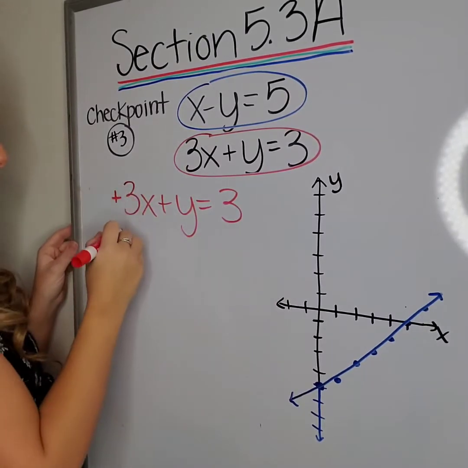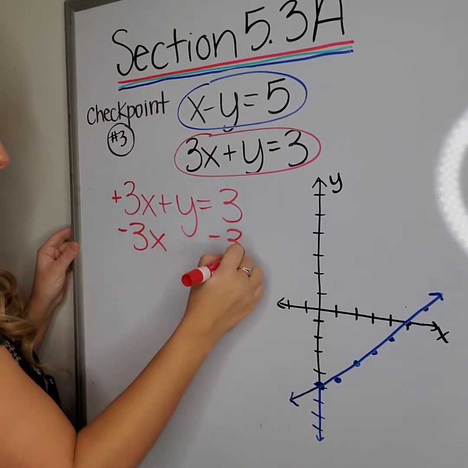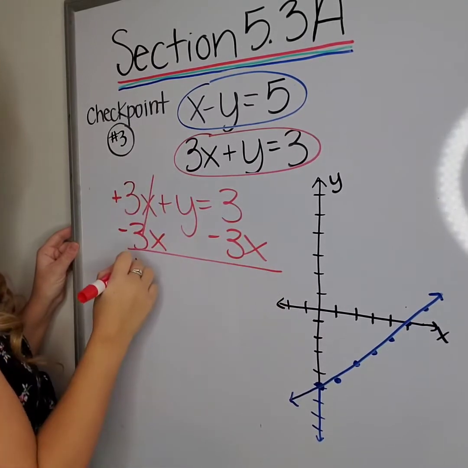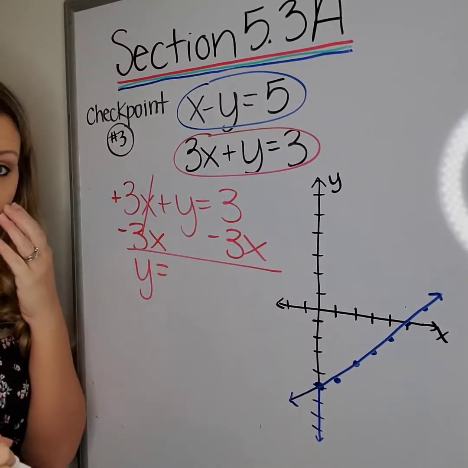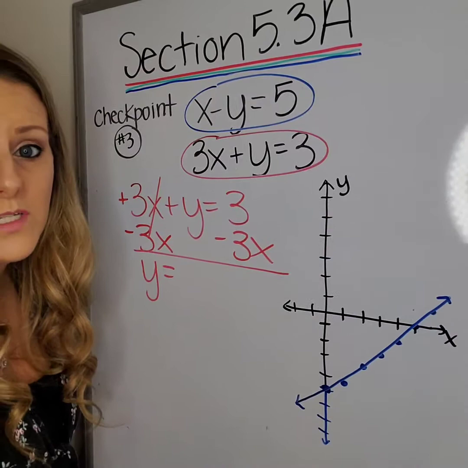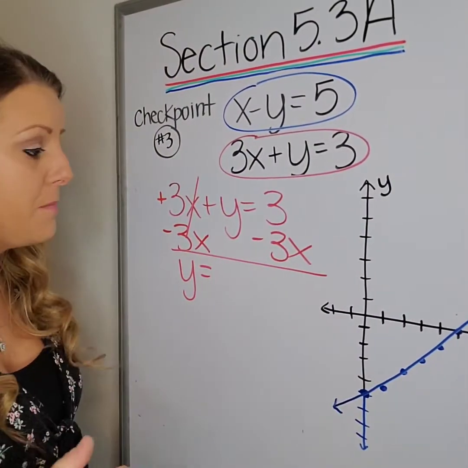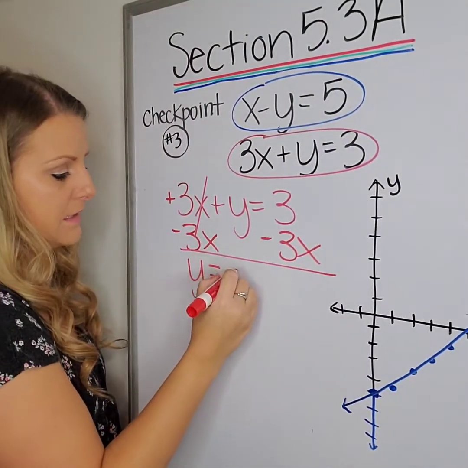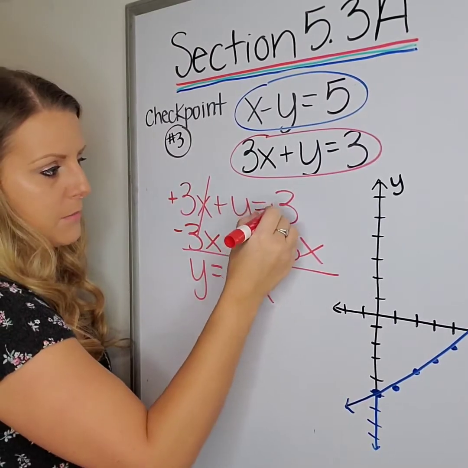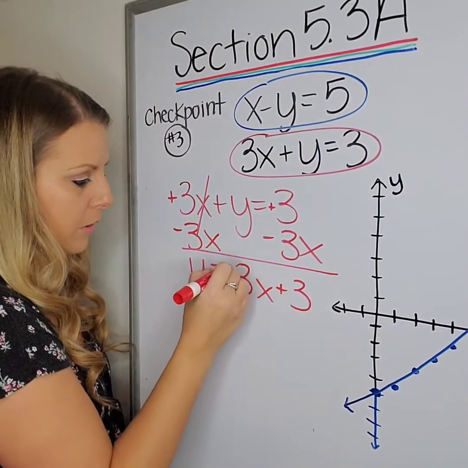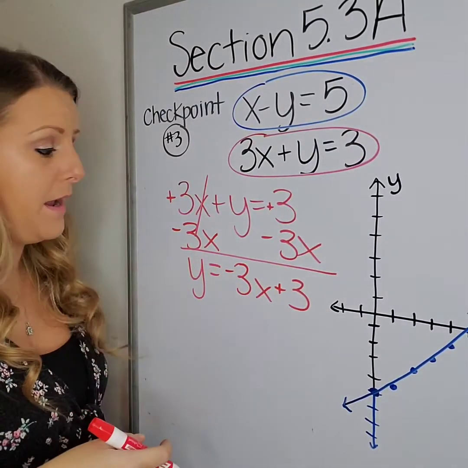So to get rid of this 3x, we're going to subtract 3x from both sides. We're going to get y equals. Luckily, we have y by itself with this one, so this one's actually going to be a little easier. You're going to put your x stuff first, negative 3x, and then that was a positive 3, so you can write plus 3. If it was a negative 3, you'd write minus 3.